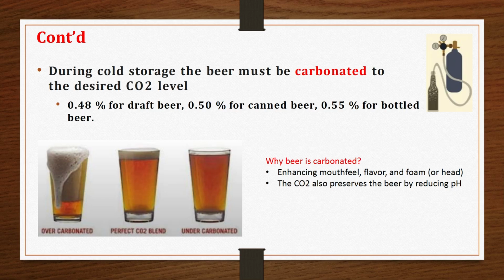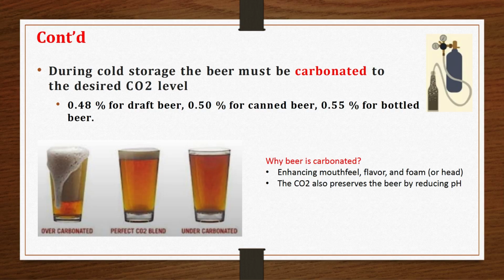During this cold storage, the beer must be carbonated to the desired CO2 level. For draft beer, it's around 0.48%, for canned beer 0.50%, and for bottled beer 0.55%. The slide has a fun simple graphic showing 3 glasses of beer labeled overcarbonated, perfect CO2 blend, and undercarbonated, with the middle one being the obvious goal.